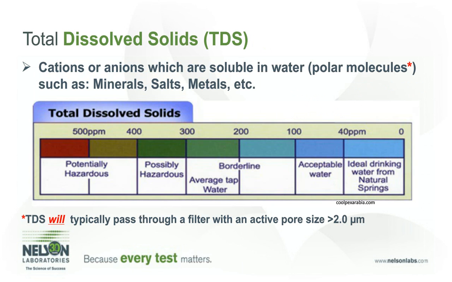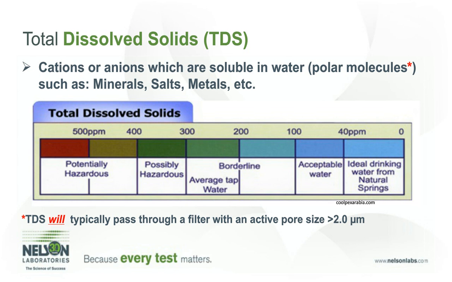Total dissolved solids, or TDS, refers to mineral salt and metal ions such as calcium, chlorides, nitrates, phosphates, iron, and sulfur. These are cations and anions, which are polar molecules and therefore soluble in water. These are molecular size impurities that will easily pass through filters with an active pore size greater than 2 microns. Drinking water from municipal sources will typically measure less than 400 parts per million, but depending on the area of your facility as well as the season, these total dissolved solid levels can be significantly higher.